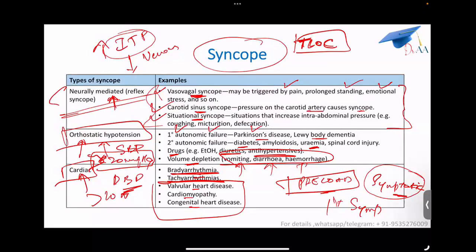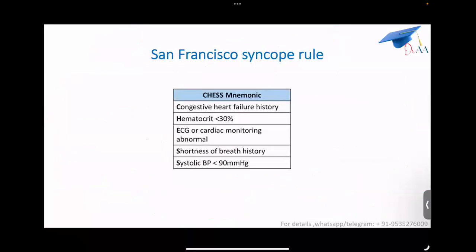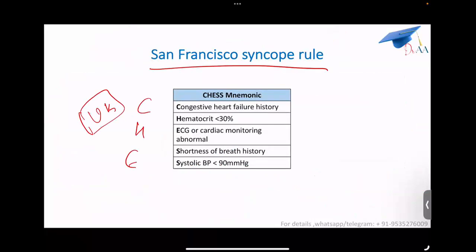As I was telling you here, history becomes very important. Someone with postural hypotension should tell you, I lost my consciousness when I woke up and stood up. If the patient has dementia, it is difficult to get the history. That's when they have come up with a scoring system known as the San Francisco syncope rule. It was come up with by a person in San Francisco, so basically a US one, adopted by UK people also. And the mnemonic that holds good is CHESS.